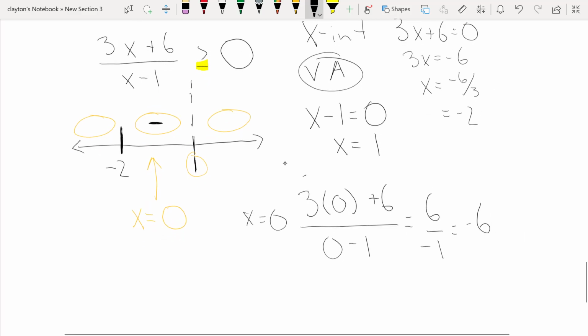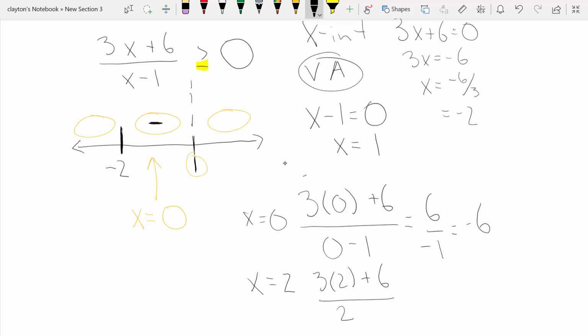Well, let's choose a number greater than 1 now. Let's say x equals 2. If I plug in x equals 2, I get 3 times 2 plus 6 all over 2 minus 1. In this case, 3 times 2 is 6 plus 6, 12 over 1. And again, I don't care about the 12, I care the fact that it is positive. And I can leave it to you as an exercise to show that this is also going to be positive.